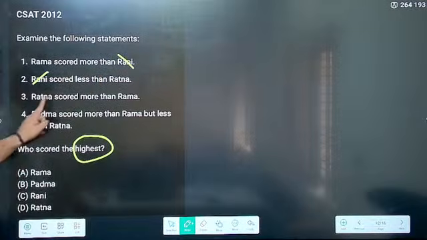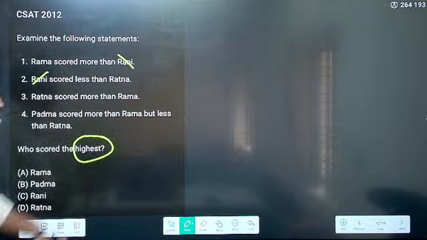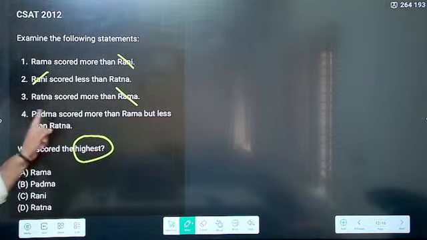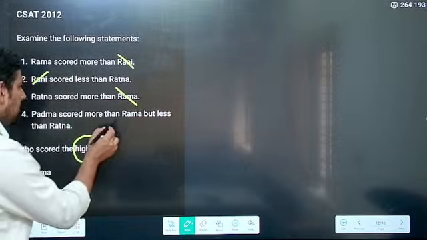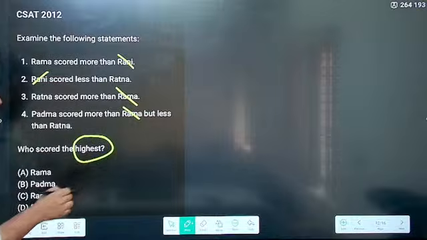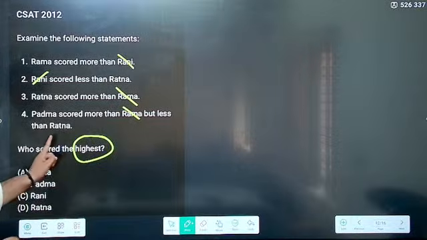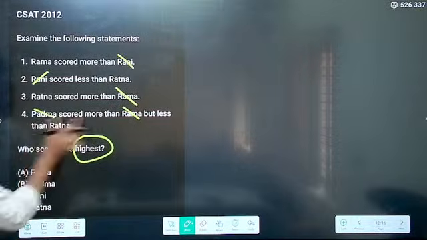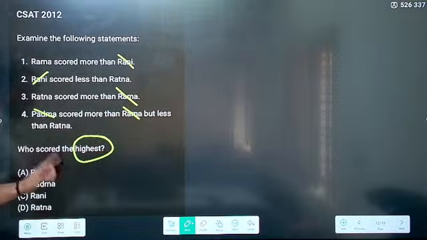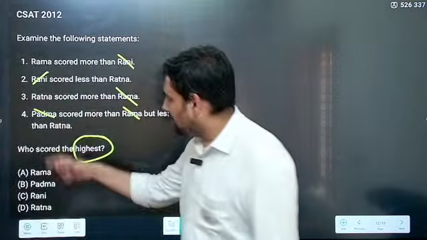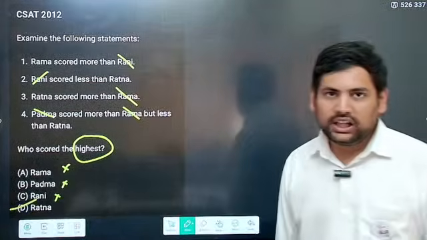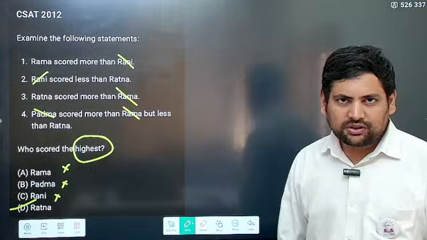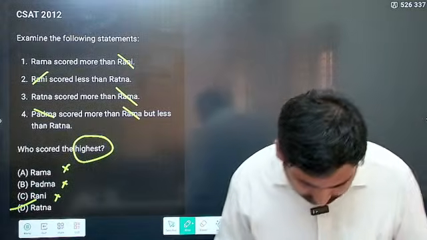Then Ratna scored more than Rama. Correct? So Rama is gone. Why? Because Ratna scored more than him. Then Padma scored more than Rama, but less than Ratna. So Padma is also scoring less than somebody, that is Ratna. Who is gone? Rama, Rani, Padma are gone. Answer becomes D, Ratna. Understood? So answer is D.